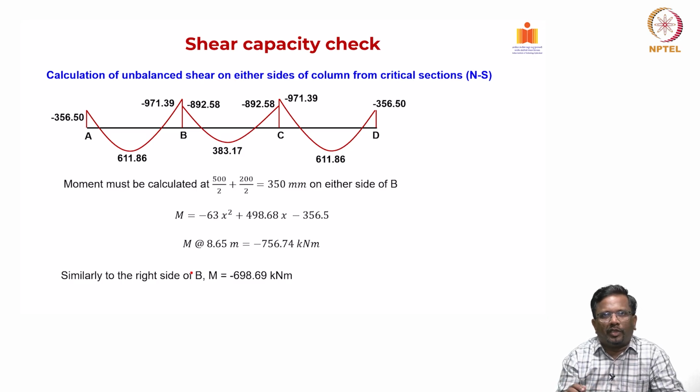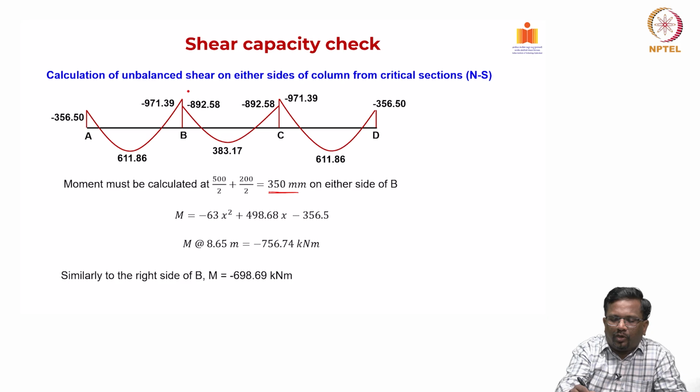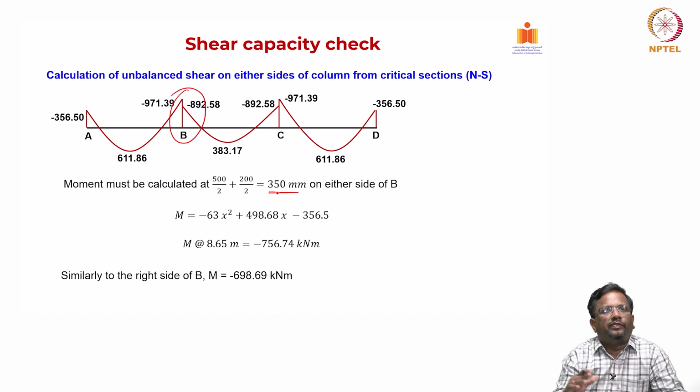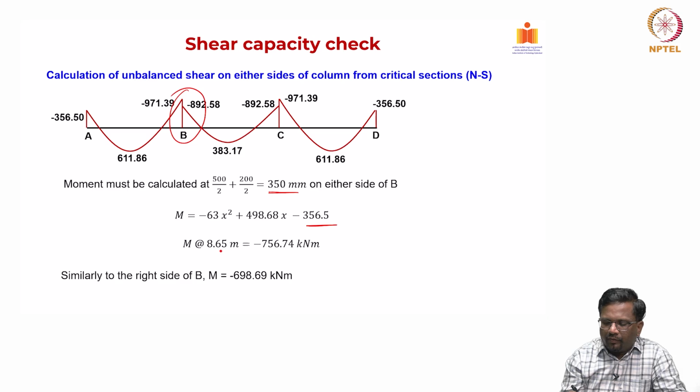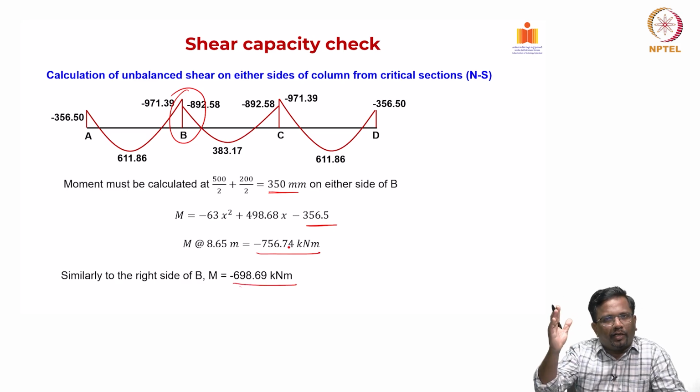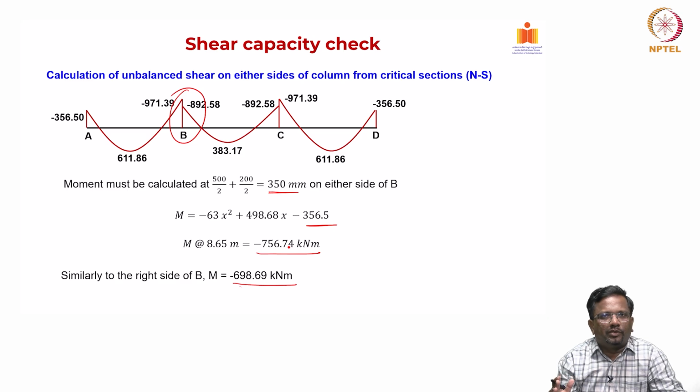Now, the moment must be calculated at 350 millimeter at the critical perimeter, on either side of the B. So, this is the joint that we are looking at. I have to calculate at a distance x equal to 350 millimeter on either side of the B, both on the left side and right side. So, the moment equation is this. Now, moment at 8.65 meter is 756.74 kilonewton. Similarly, to the right side of the B, I am getting 610. So, these are the moments acting at those particular locations, right.